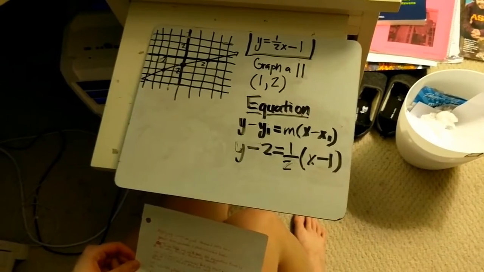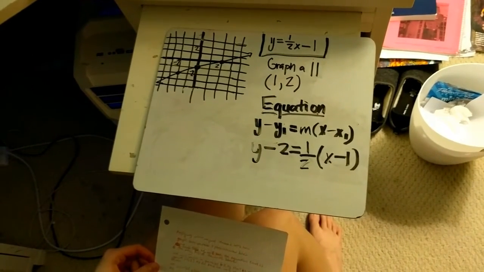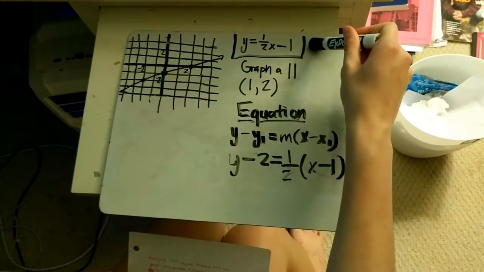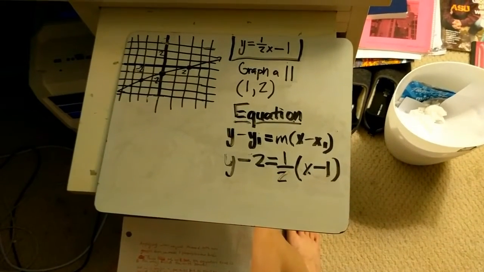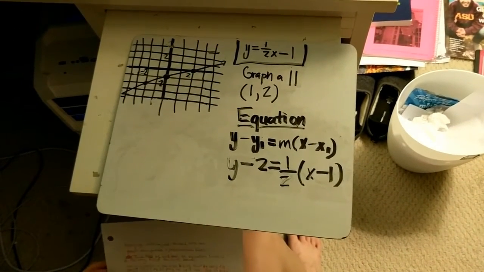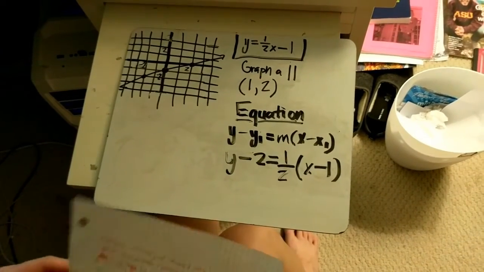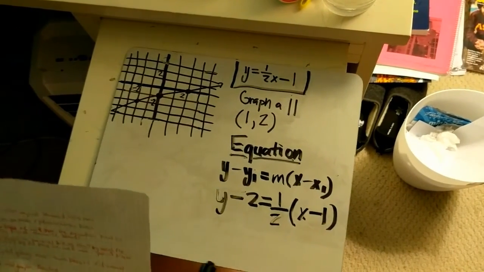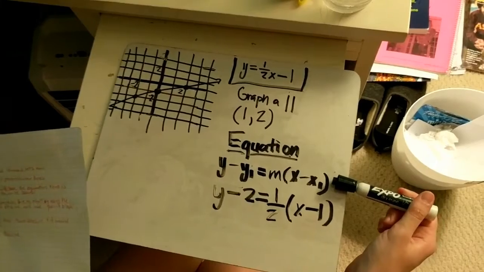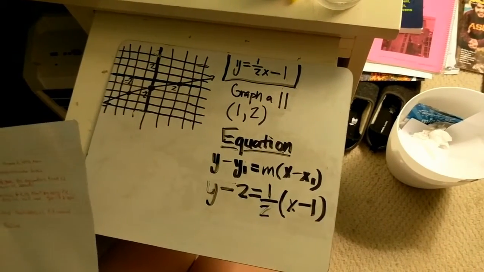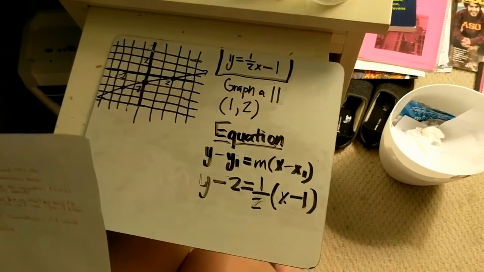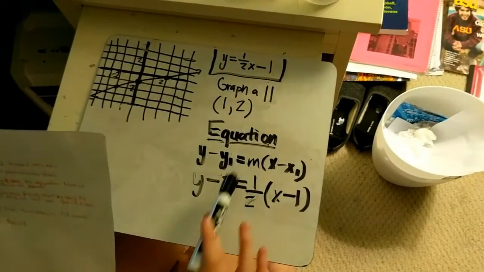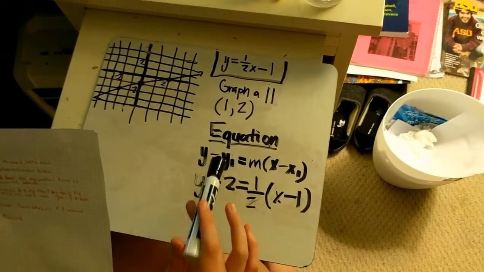Applying what we just learned, let's now graph some parallel and perpendicular lines. To do this, we will use the equation at the very top of the whiteboard: y is equal to 1/2 x minus 1. We will graph a parallel line to that using the point (1, 2). To do this, we will use point-slope form: y minus y1 equals m times x minus x1. We will plug in our point into point-slope form.